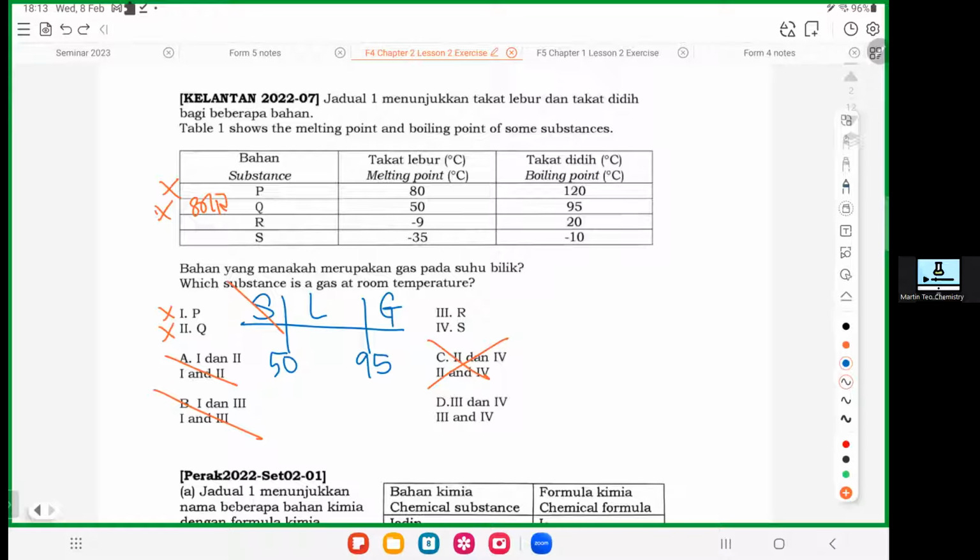Okay, 3 and 4. Yeah, so that's it, right? So that's how it works. Okay, so anyone have no idea what is happening here? Anyone?